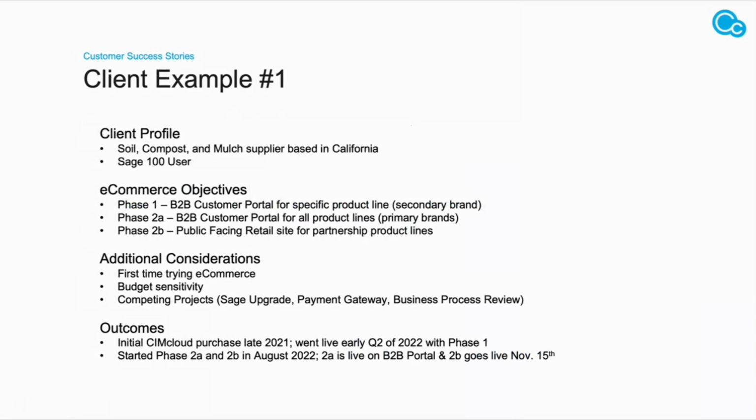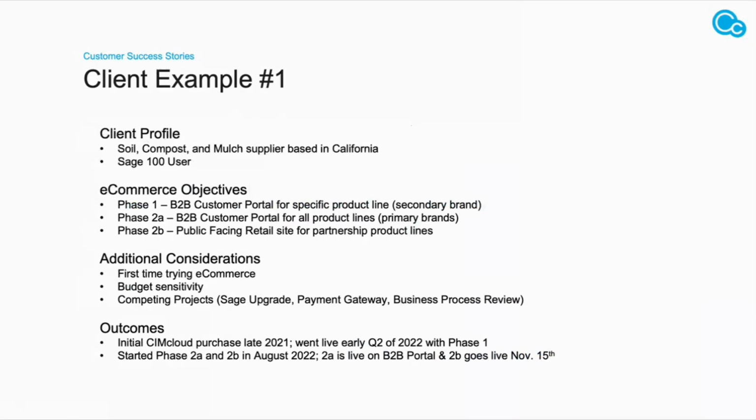And then they also had a variety of competing projects like many of you on today's call would have, right? So you need to do a Sage upgrade. You need to get a new warehouse management system put in place. For these guys, they had a need for a payment gateway that was compatible online. Their Sage VAR was encouraging them to do a business process review. So, hey, we're talking about e-commerce, but let's look at everything holistically. So there was a lot of different things that need to be accounted for up front, or that at least need to be considered up front before we started the project.